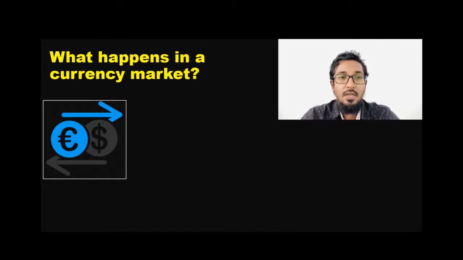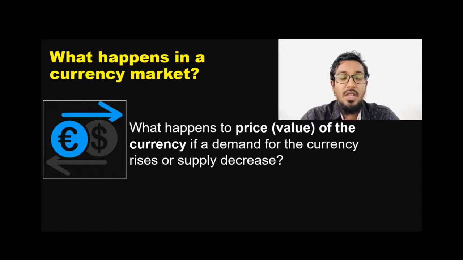So what happens in a currency market? Unlike the goods market, in a currency market we buy and sell currencies, right? For example, we buy and sell dollars, pounds, rupees, Argentinian pesos and so on, isn't it? So here is the question for you: what happens to the price or value of the currency if the demand for the currency rises or supply decreases? Here's the hint for you. The law of supply and law of demand remain the same in the goods market and in the currency market as well. So now think, if people's willingness and ability to buy the currency increases or supply decreases, what will happen to the price?